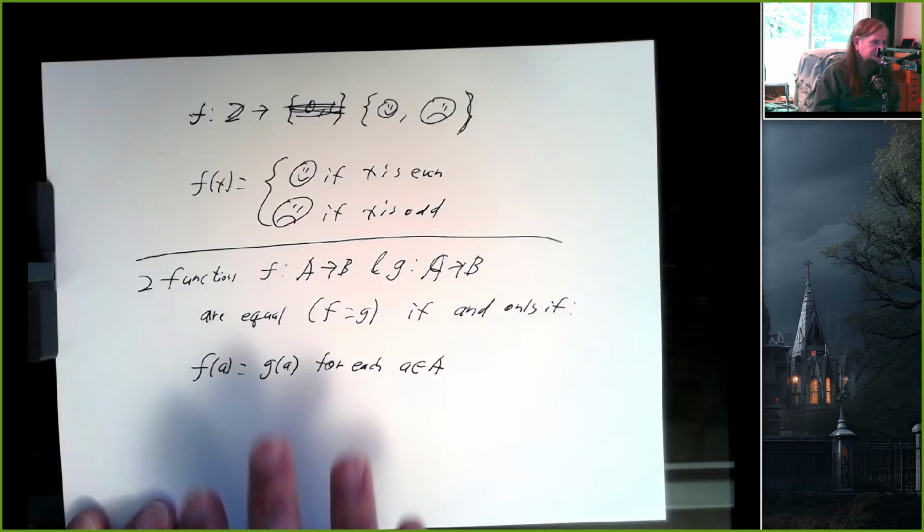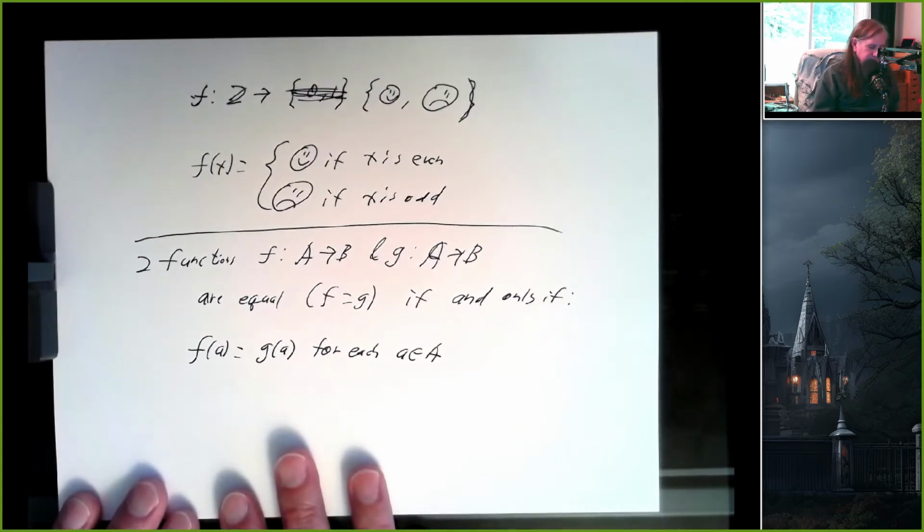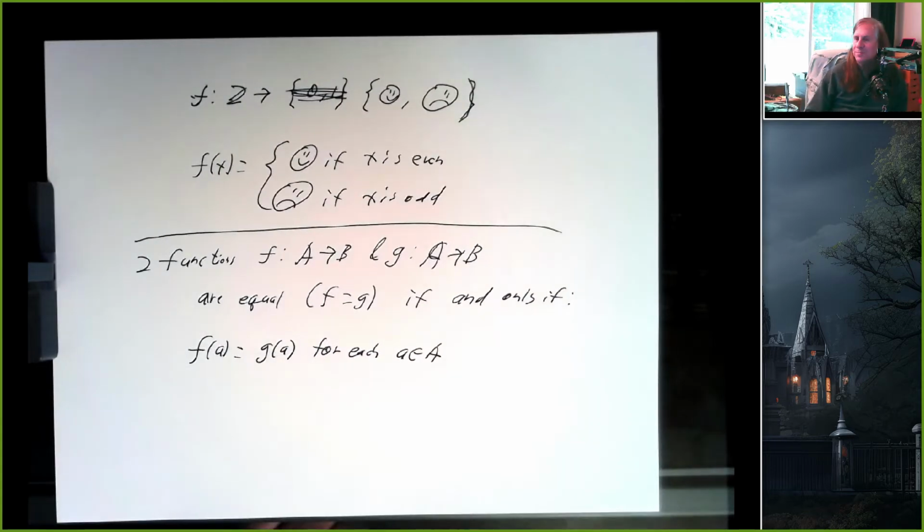Alright, so we can define functions themselves as being equal. It means they're equal everywhere. And it's kind of what you would expect, right? If you drew their graphs, if you could do such a thing, they would be exactly the same graphs.